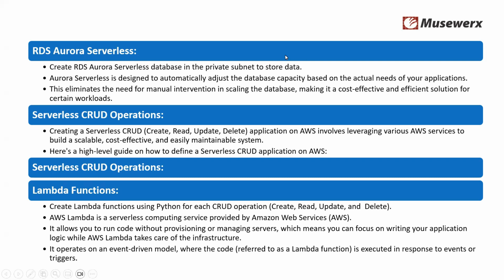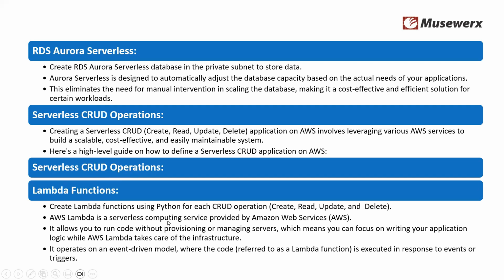In general, Aurora is a serverless database under the RDS umbrella. What are the CRUD operations? As I mentioned, it's create, read, update, and delete application on AWS involving various AWS services to build a scalable, cost-effective, and maintainable system. Lambda function, what is the Lambda function? Lambda function uses Python for each CRUD operation.